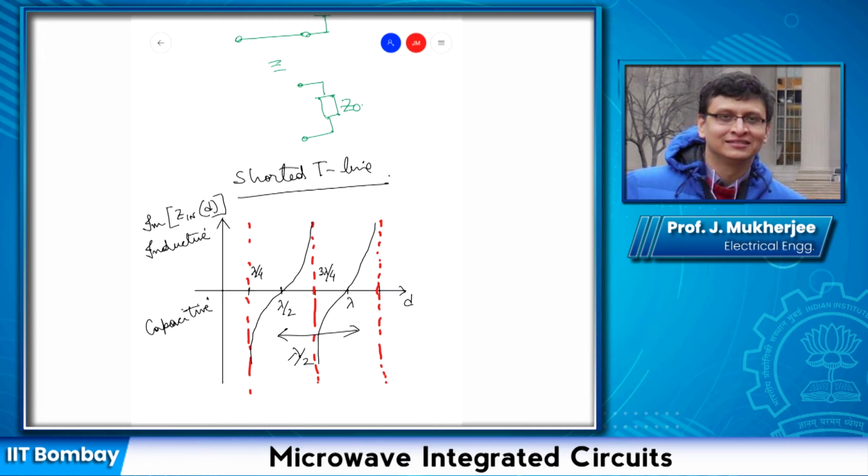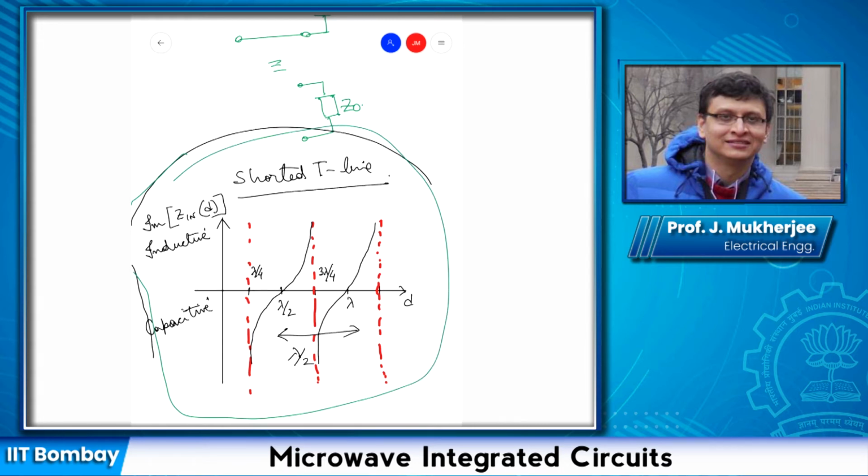So I would like you to derive the same graph for an open transmission line, open stub. We also call an open transmission line a stub, open stub. So this whole diagram is for a shorted transmission line. Similarly, I would like you to derive the graph for an open transmission line.